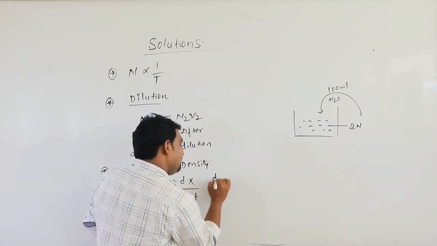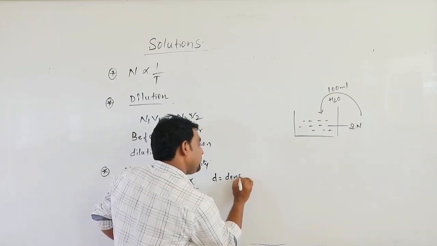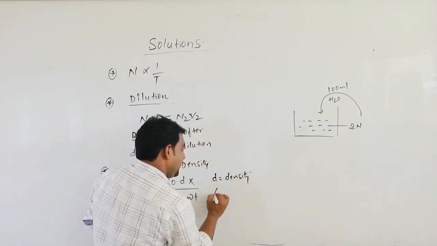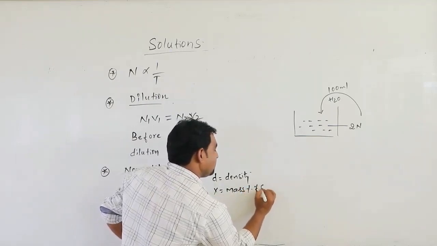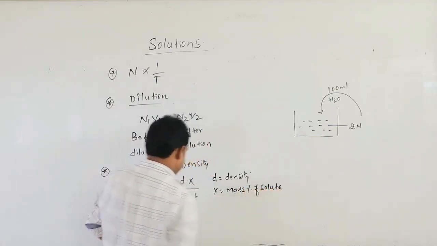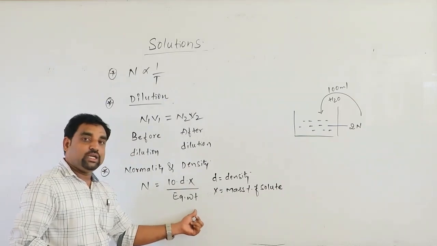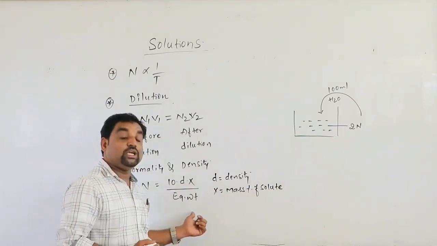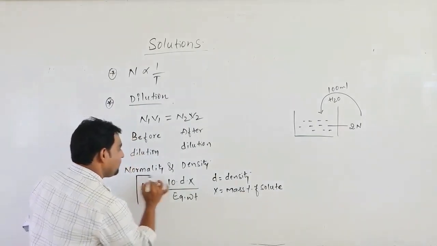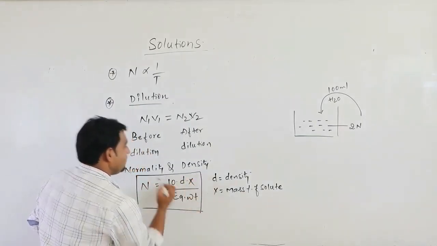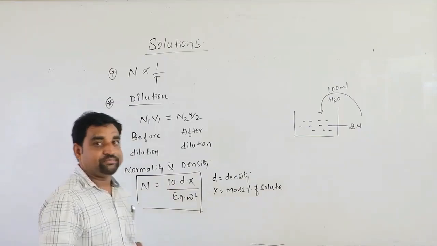Here d means density, and x means mass percentage of solute. As we already know, this means equivalent. Later we will discuss how to calculate the equivalent of the substances. This is one more formula, between normality and density.